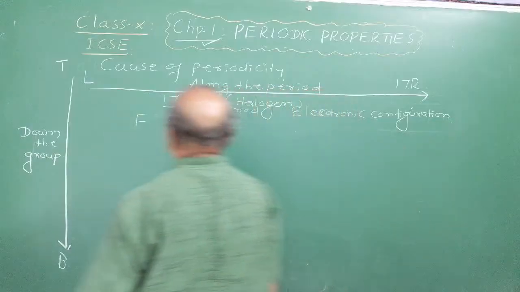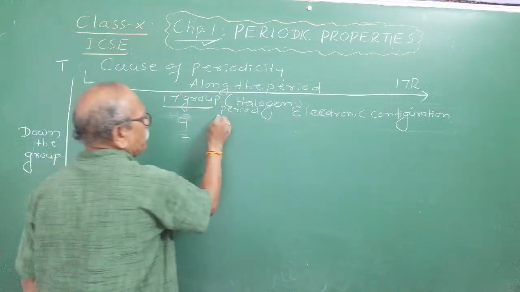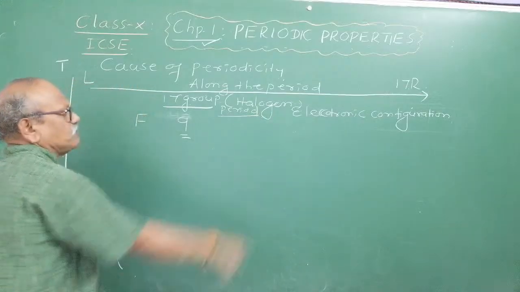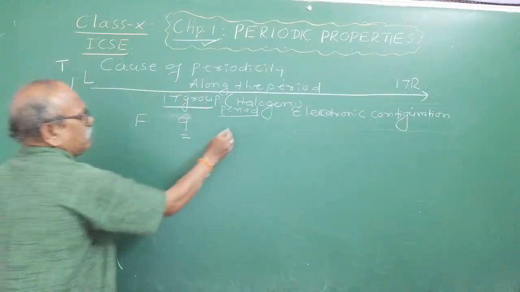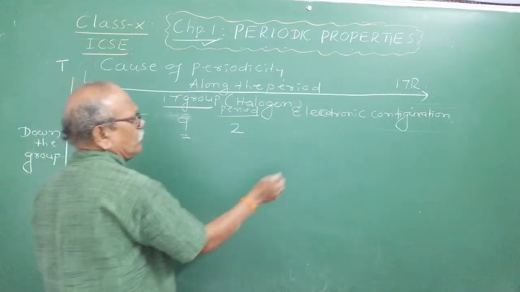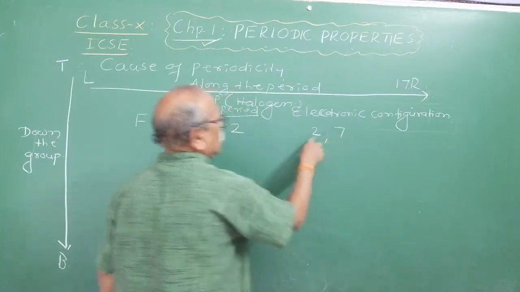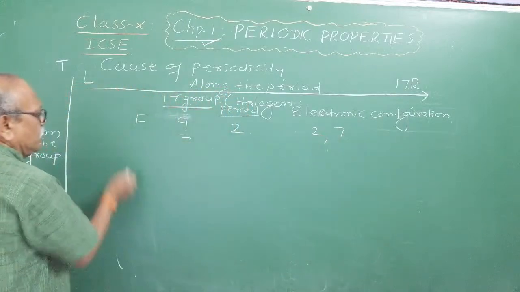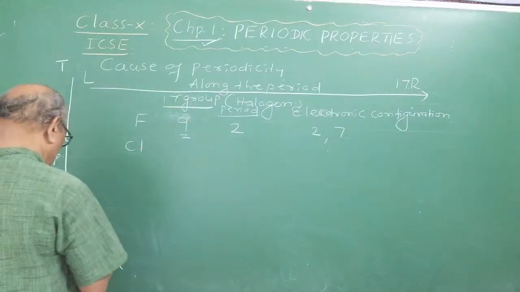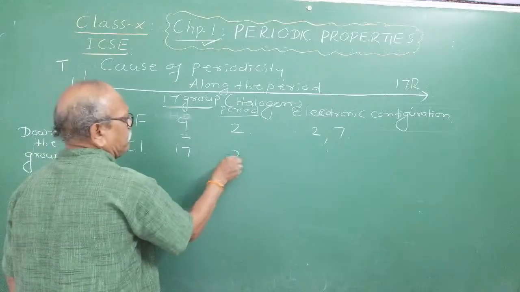If you take fluorine, atomic number 9, in which period is it present? Observe that fluorine is present in the second period of the periodic table. Its electronic configuration is 2, 7. 2 plus 7 is 9. The second one is chlorine with atomic number 17.